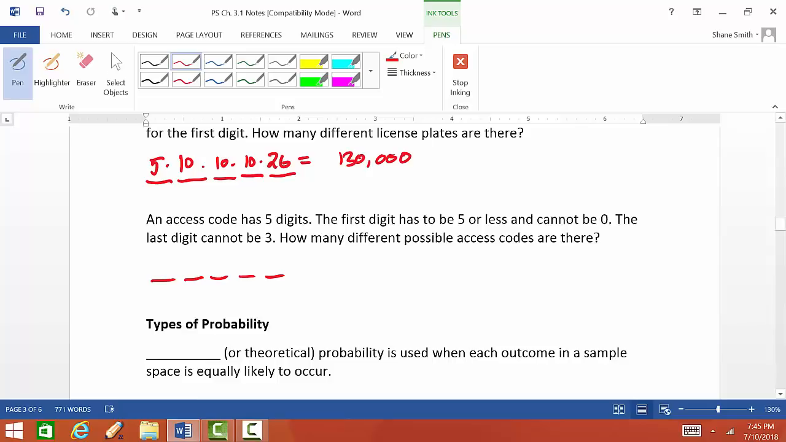So hopefully you tried this on your own, but there are 5 possibilities for the first digit, followed by 10, 10, 10, and the last digit can't be 0, so that's only 9 possibilities. And when you multiply all these together, that's 45,000 different access codes.